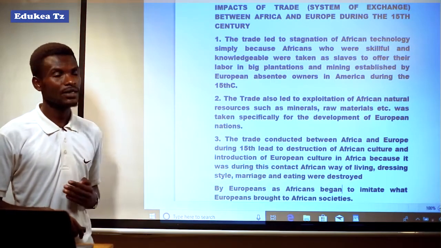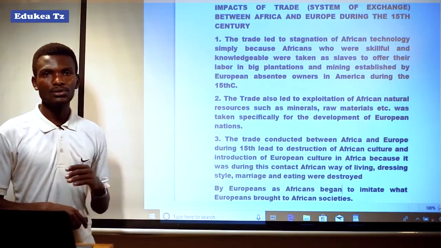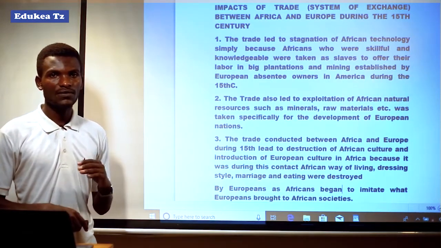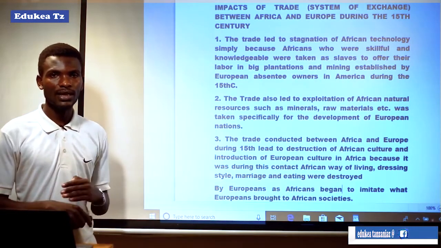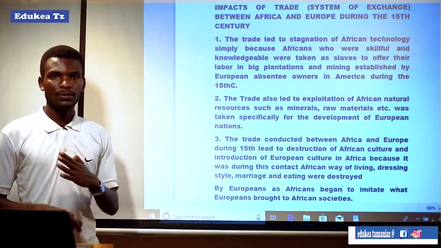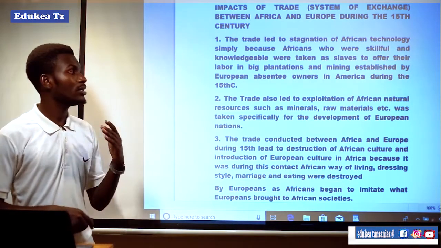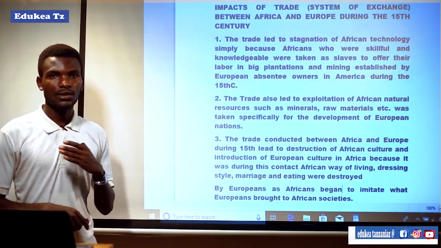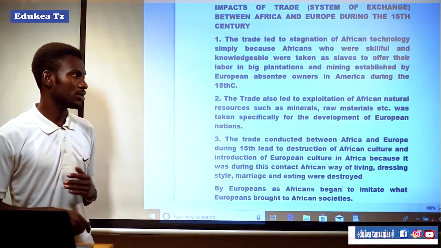stagnation of African technology, simply because the Africans who had the skills and the knowledge for developing technology in Africa were taken as slaves to offer their labor in plantations and the mining centers which were established in America during the mercantile era or during the 15th century.